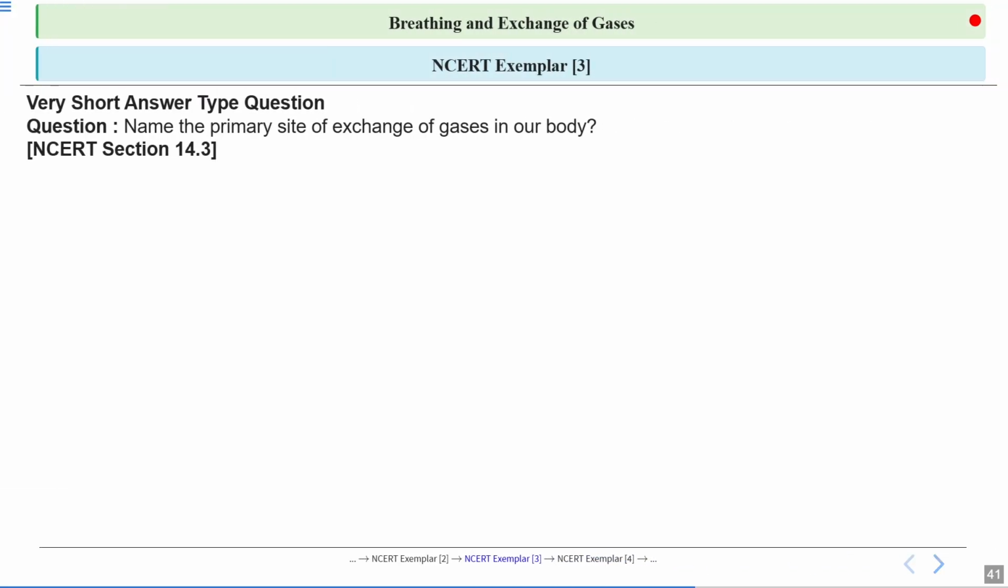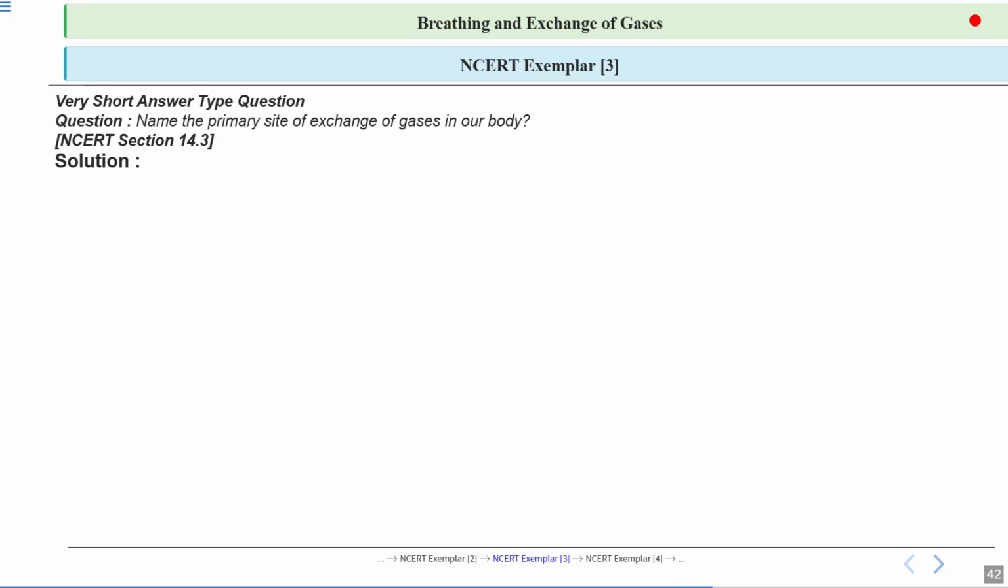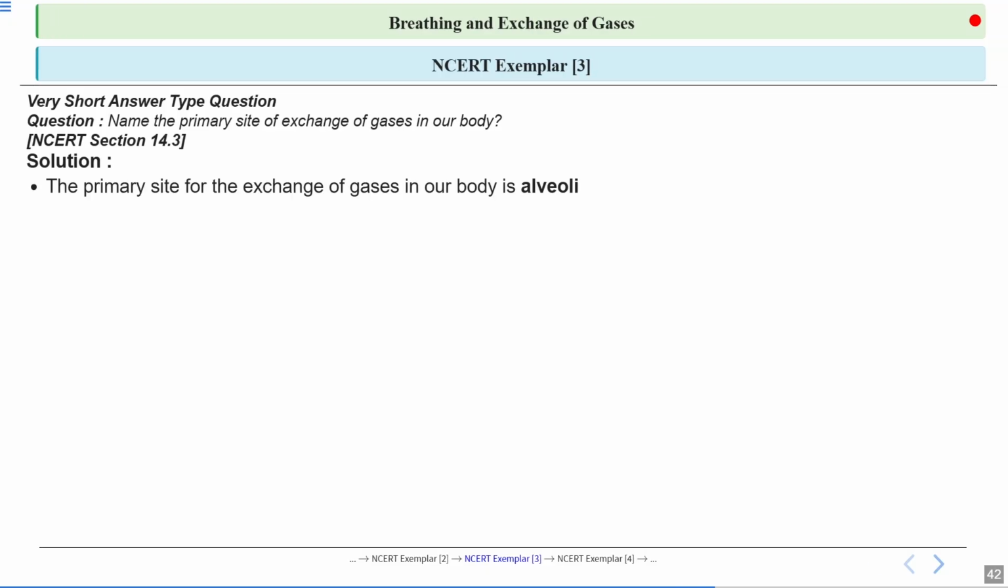Next question is here. Name the primary site of exchange of gases in our body. Primary site they are asking. And this question is coming from the NCERT section 14.3. Let us see the answer. The primary site for the exchange of gases in our body is alveoli. Yes, this is the primary site where the exchange of gases is taking place inside our body.